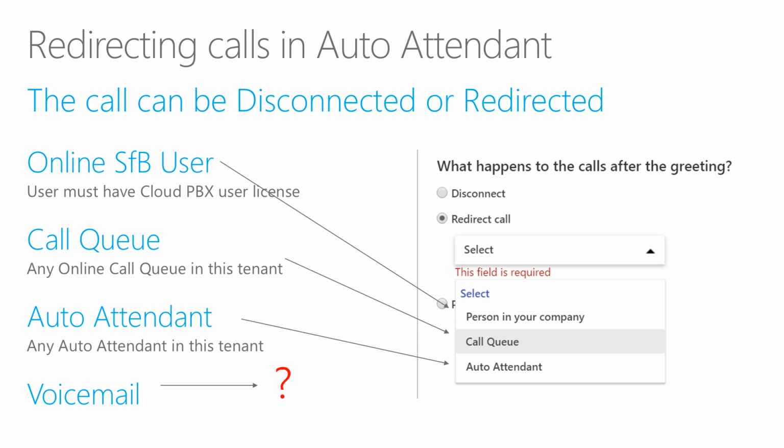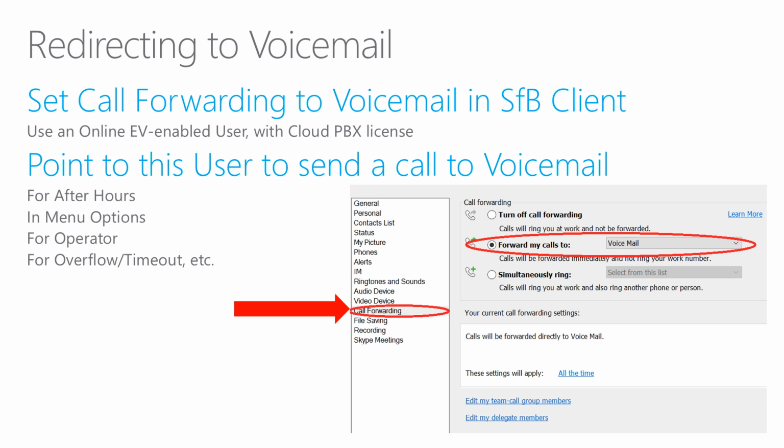So how do you redirect a call in auto attendant? What happens to the call after the greeting? You can either redirect the call, which means you can send them to an online Skype for Business user, and they must have the Cloud PBX user license. You can send it to a call queue, or you can send it to a different auto attendant. So how do we send this to the voicemail? That's actually quite easy. Use a specific Skype for Business client, sign in, and hard forward all calls to voicemail. Then forward that auto attendant to that specific user.